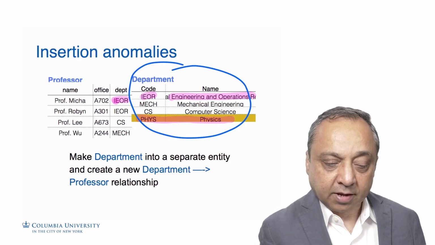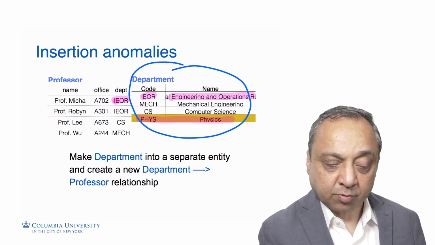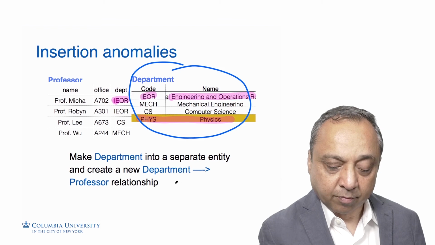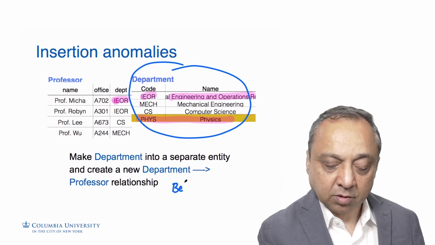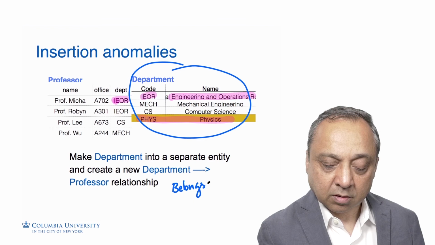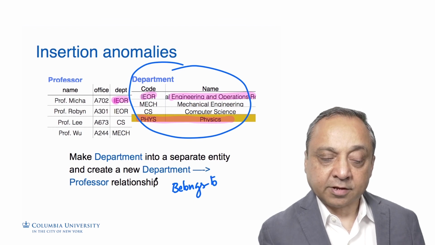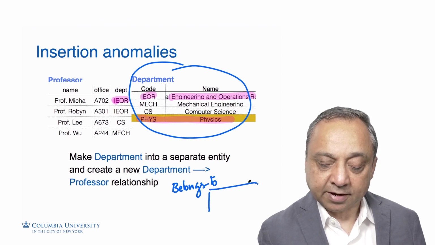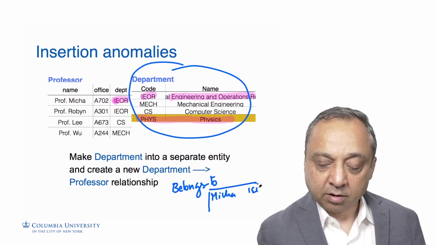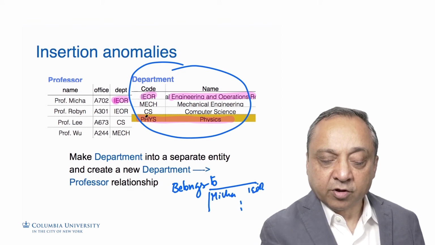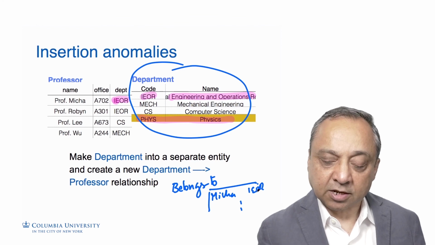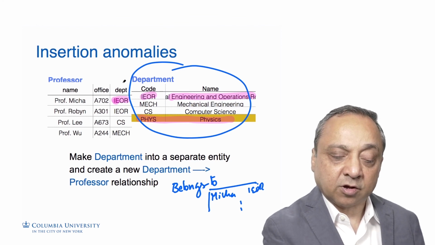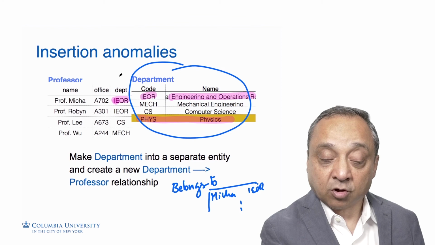So we can either make a new relationship called, say, belongs to, and create yet another table that has each professor name, say Micha, IEOR, etc. Or we could simplify matters by just including the department as another column here, even though it's typically no longer an attribute.